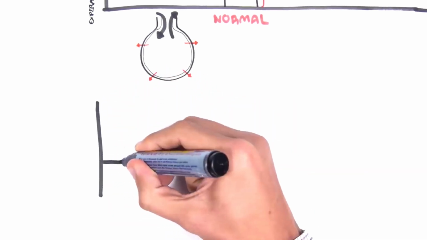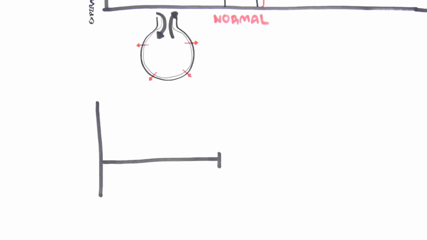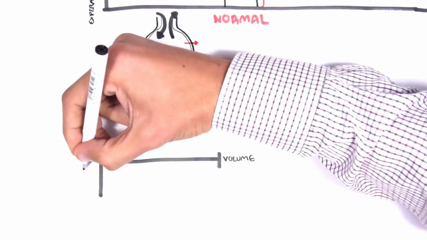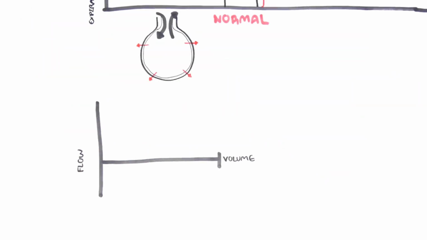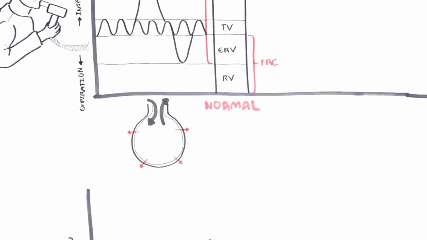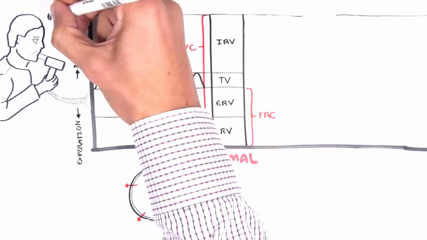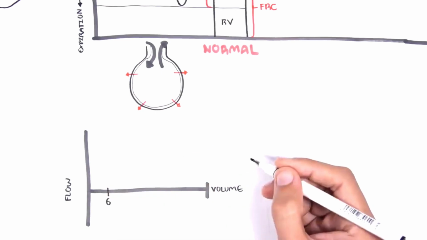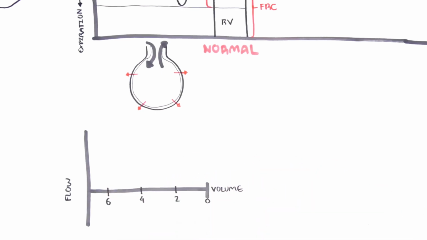Let us draw it in a graph of a normal lung. Here you have the volume on the x-axis and flow through the lung on the y. So a normal adult has a total lung capacity of 6 liters. So here is the volume set here at 6 liters. So from 0 to 6 is the total lung capacity.